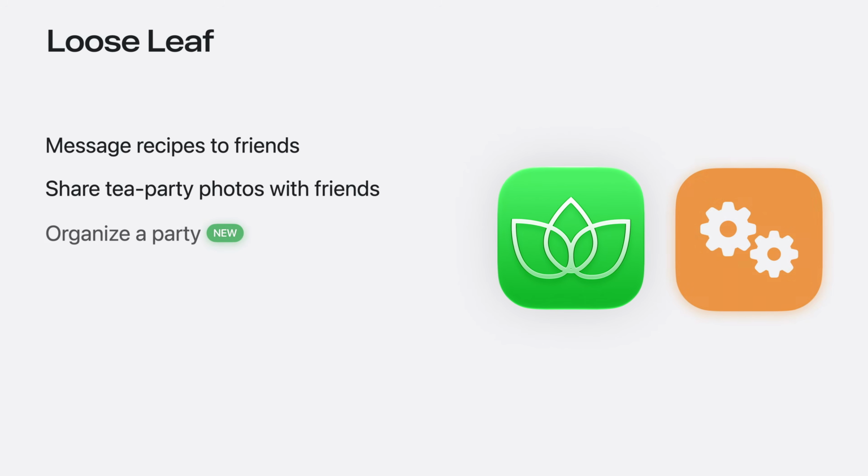Now the Loose Leaf developers have been brewing, and they're excited to announce a spicy new feature called Organize a Tea Party, which uses the Foundation Models and App Intents framework to look at your calendar to find the best time to host a tea party, determine what friends should be invited along with what teas to serve based on their profiles, and also order the teas that everyone likes. Wow!